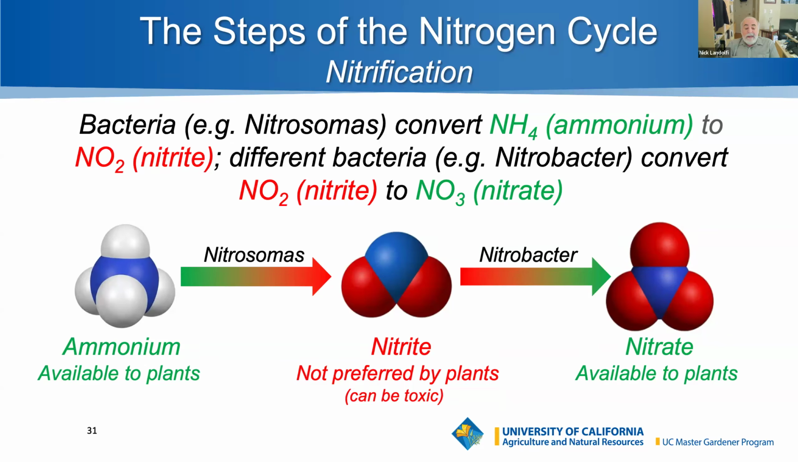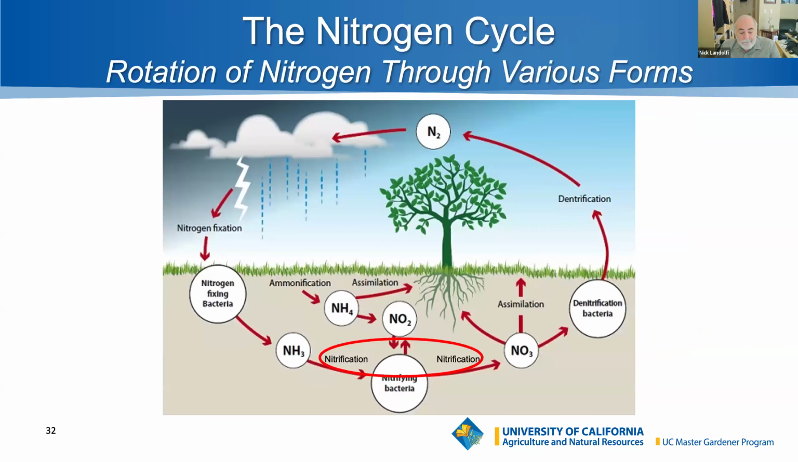Remember that while the nitrogen in ammonium can be used by plants, the nitrogen in nitrite is not preferred by plants and in fact can be toxic. Once the nitrite has been transformed to nitrate, the nitrogen is once again available for use by plants. Here is where the 2-step nitrification process resides in the cycle, generating nitrate from the ammonium, which is the product of nitrogen fixation.